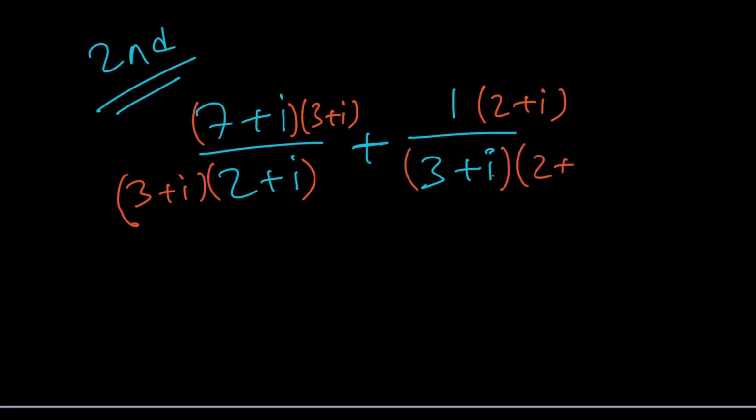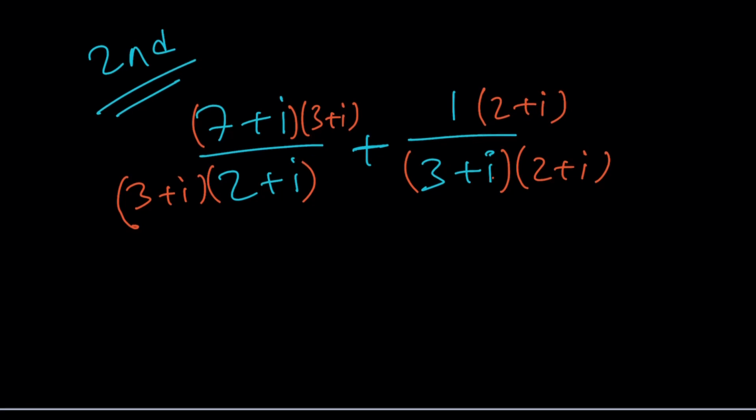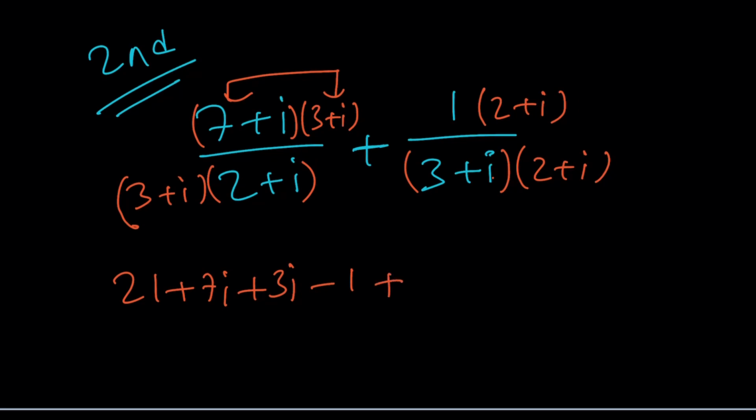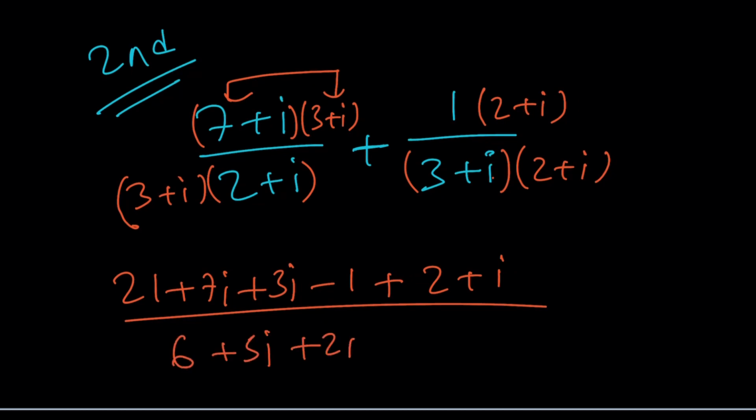And what is the common denominator? It's 3 plus i times 2 plus i, which is another complex number. Don't worry about it. Let's go ahead and distribute this. 21 plus 7i plus 3i plus i squared. Can I write it as minus 1, please? Thank you very much. Plus 2 plus i. All of that is divided by the product, 6 plus 3i plus 2i plus i squared. Let me write it as minus 1. Again, you're going to get used to this. Like I said earlier, it's very, very good if you do.